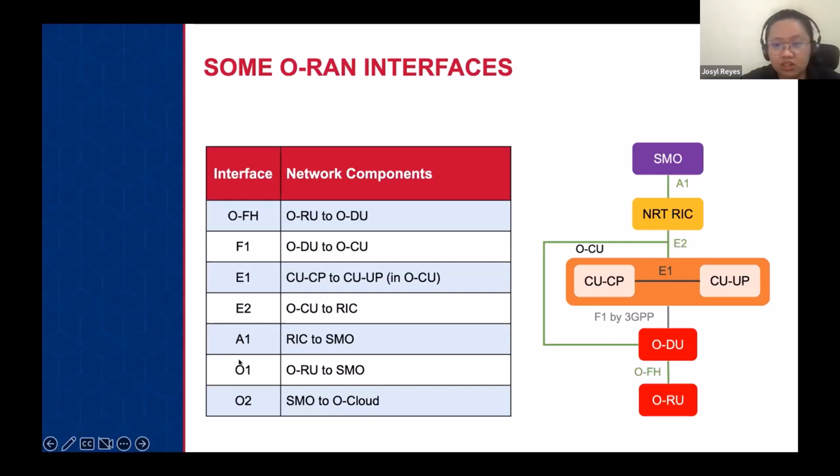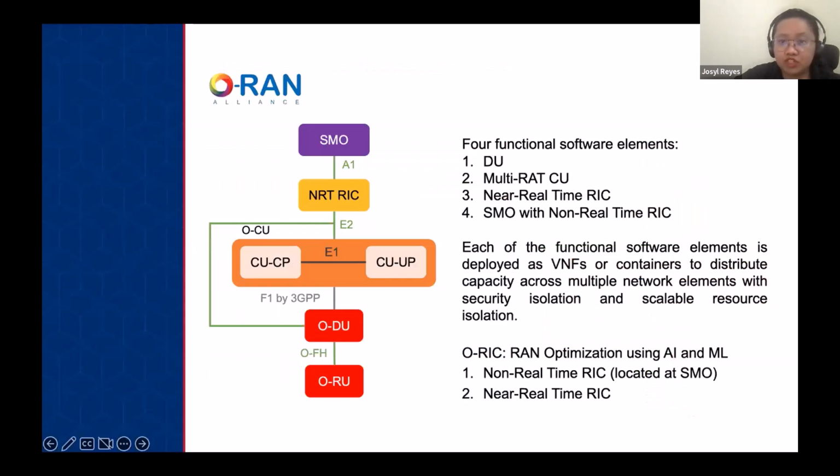And there is also O1, which you can see here in the slides, and O2. That is what you will see when you revisit the ORAN architecture. There are 4 functional software elements in this ORAN architecture: the DU, the multi-RAT CU, the near real-time RIC, and the SMO with the non-real-time RIC. Each of these elements can be deployed as virtualized network functions or containers to distribute the capacity across multiple network elements with security isolation and scalable resource isolation.